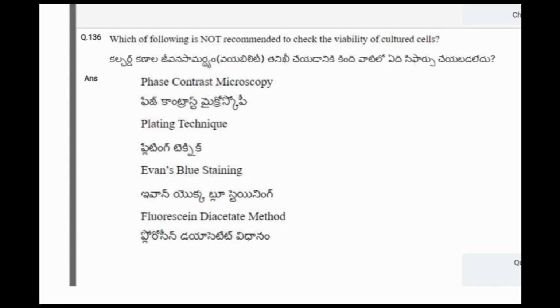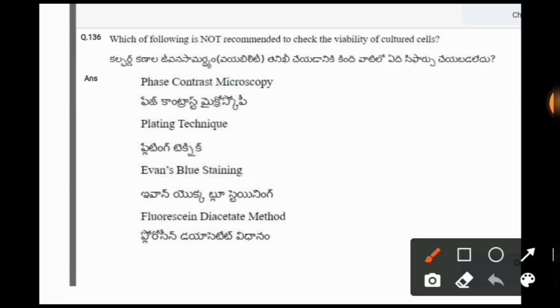Which of the following is not recommended to check the viability of cultured cells? The options are phase contrast microscopy, plating technique, Evans blue staining, fluorescein diacetate method. The correct option is the second one, that is plating technique.